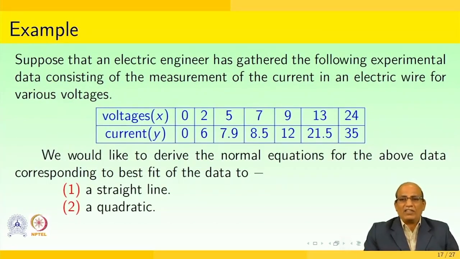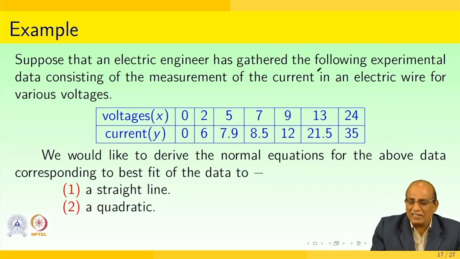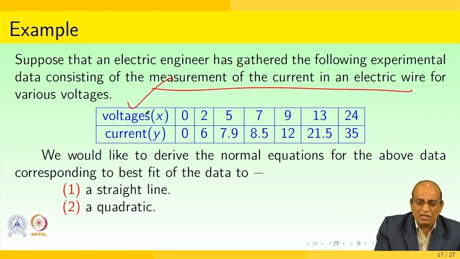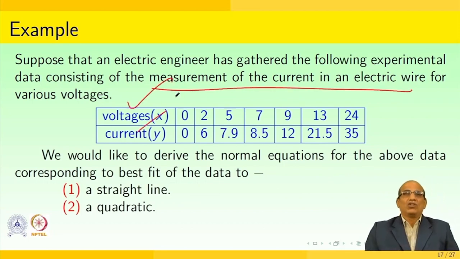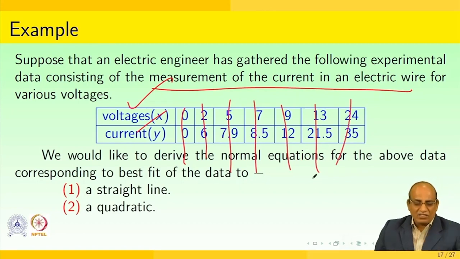Let's see a very simple example of how you could draw it. Suppose that an electrical engineer has gathered the following experimental data consisting of measurements of voltage and current. So he has got a voltage corresponding to each of these current readings. For these readings, we would like to derive the normal equations for the above data corresponding to the best fit of the data.